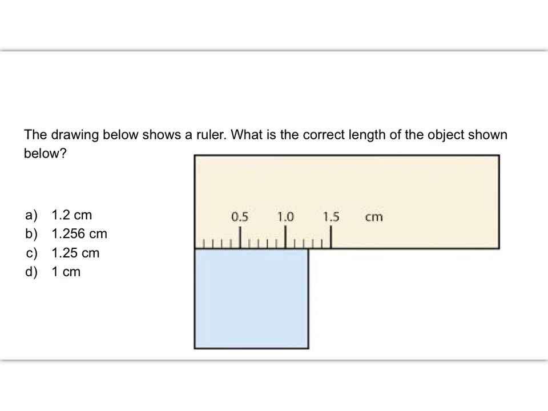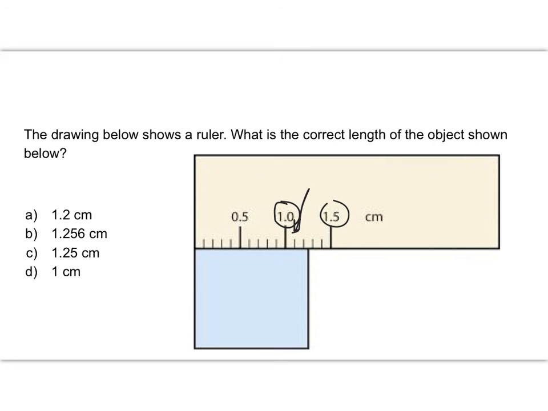Last one. Here's a ruler. What is the correct length, or in other words, how would you record this measurement correctly? You have to remember that we're talking about what's called significant figures, and your answer, when you take a measurement, should always be one decimal place more precise than the instrument that you're using to measure with. So in this case, we can see that the ruler has markings at every tenth of a centimeter, which would be a millimeter.